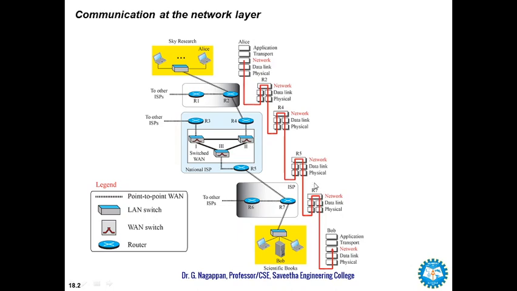Even though the upper layers may be available in the routers, that is only for control; only the bottom three layers are used, whereas the upper layers are used only at the destination and the source. So we should understand this concept.